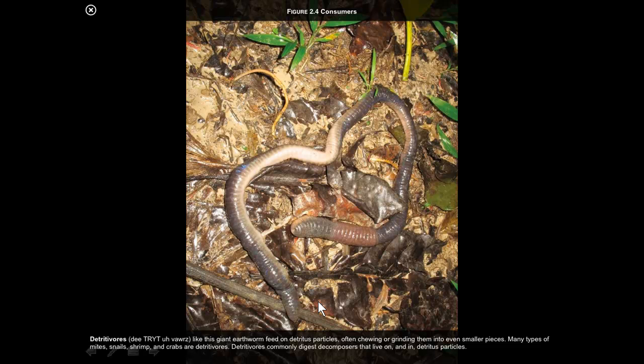These are large earthworms, and they are known as detritivores because they feed on particles in the soil called detritus. They chew it up and grind it up into smaller pieces, and they extract their energy from that dead matter that's in the soil. Other things that could be a detritivore would include mites, snails, shrimp, and crabs.